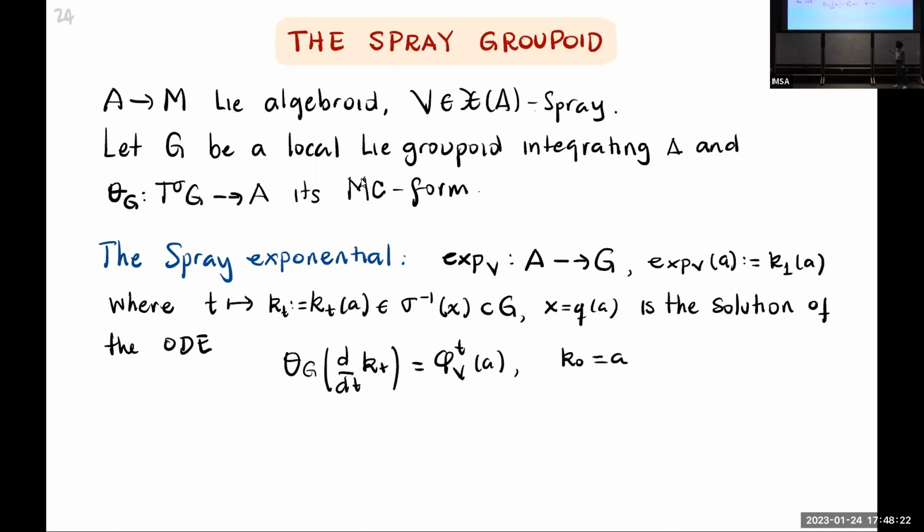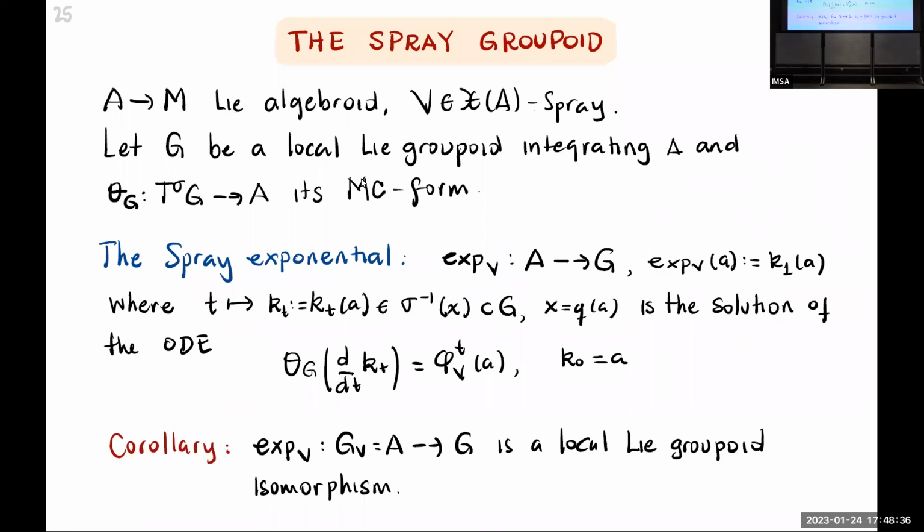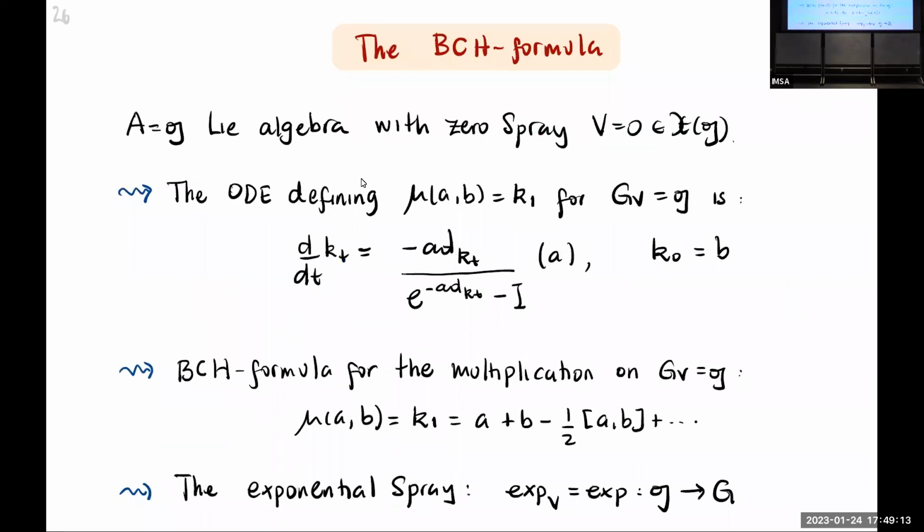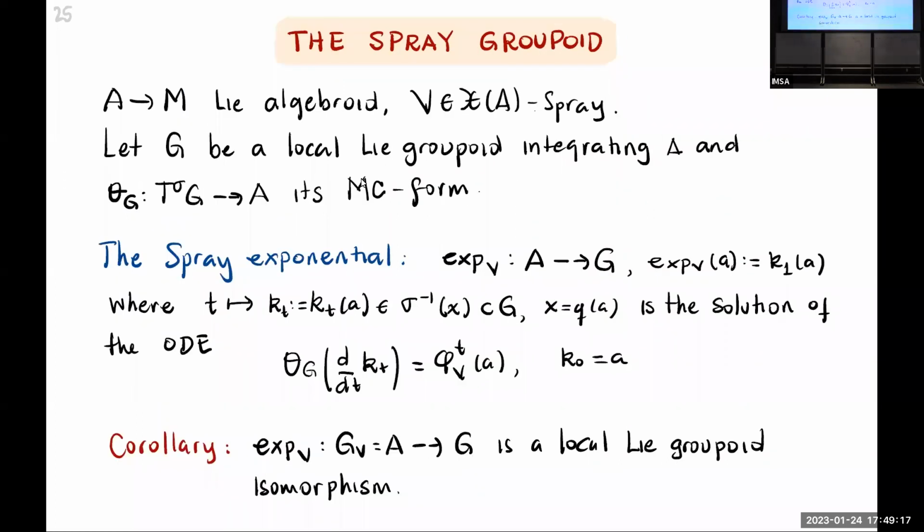So actually, what I'm getting is that if I look at the Lie groupoid structure of my spray groupoid, the exponential of B will be a local Lie groupoid isomorphism. And this is nice because it tells you that any local Lie groupoid is isomorphic to a spray groupoid. Somehow the spray groupoid gives you a local model for Lie groupoids integrating an algebroid. So let's look at this very simple example. Take your Lie algebra again. Yes, this is what it's telling me: the spray groupoids are the models for any integration.